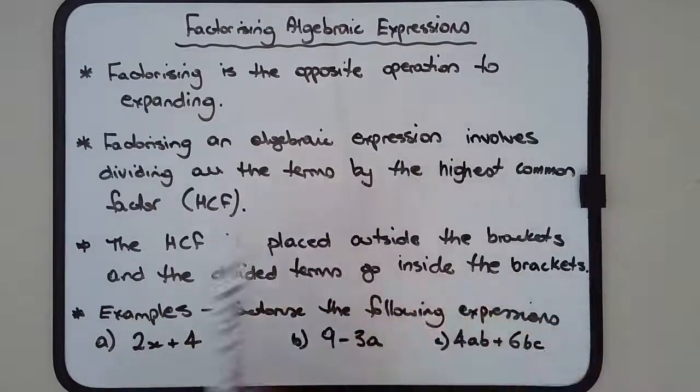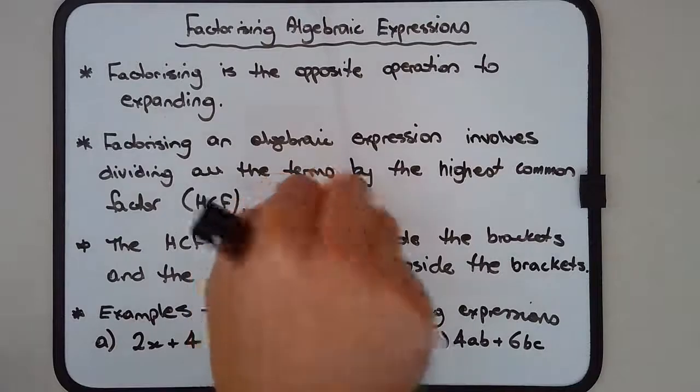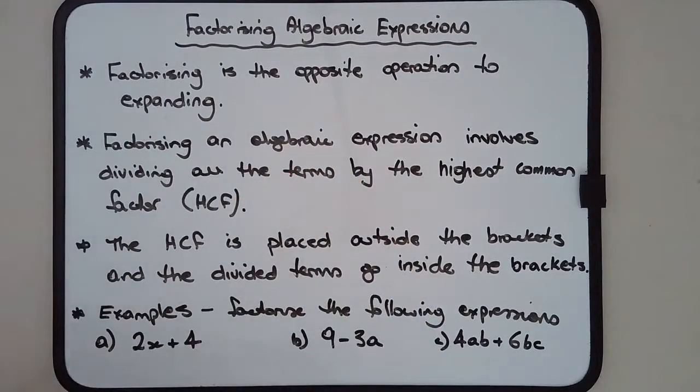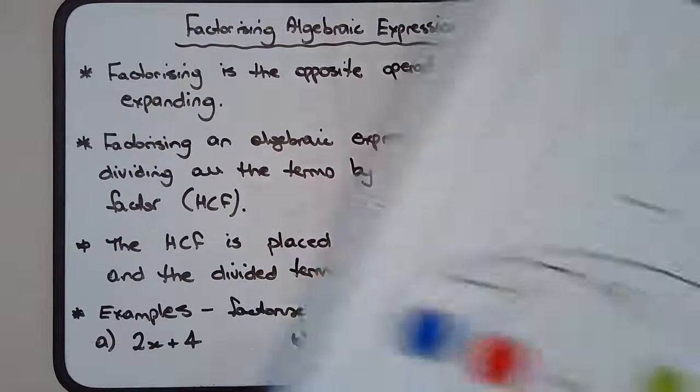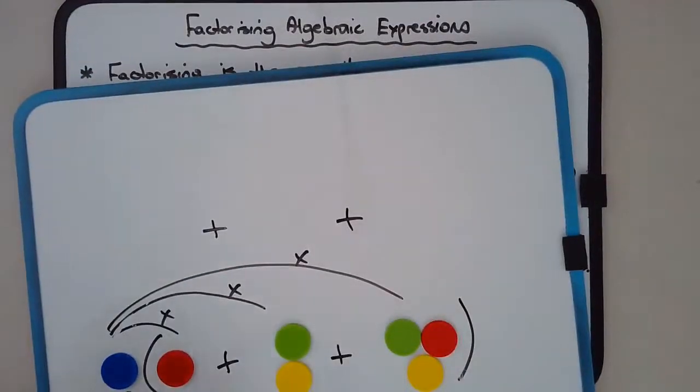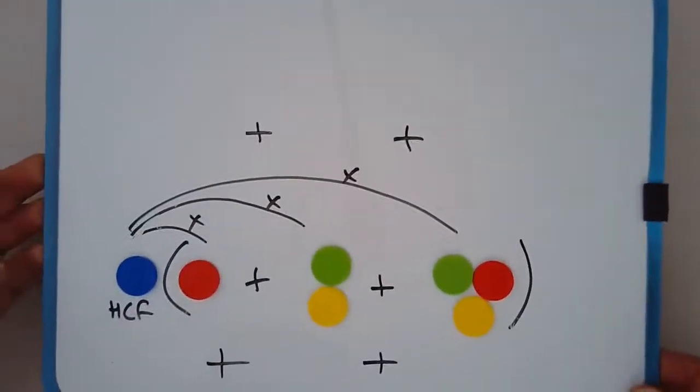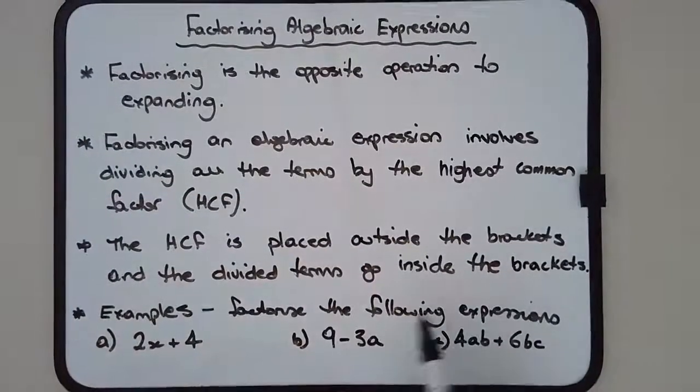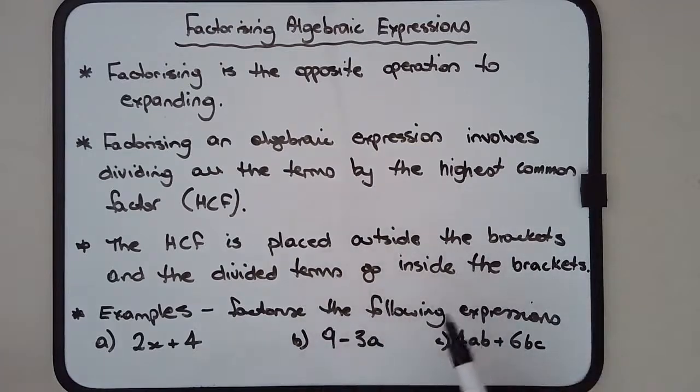Factorising an algebraic expression involves dividing all the terms by the highest common factor. That's the same as taking out the blue counter, like what we did in the example with the counters. You can always go back to the start of the video and watch the demonstration with the counters. When I took out the blue counter, that's like taking out the highest common factor. The highest common factor is placed outside the brackets. The blue counter represented the highest common factor, which I'll write here as HCF. We take that out, put it outside the brackets, and what goes inside the brackets is what's left over when you divide by the highest common factor.